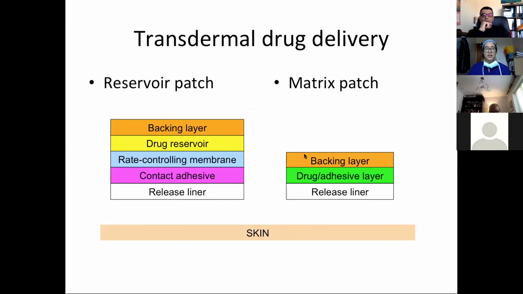And then transdermal drug delivery. So you can have either a matrix system where they're all mixed up together, or a reservoir patch where the rate control is by the membrane.